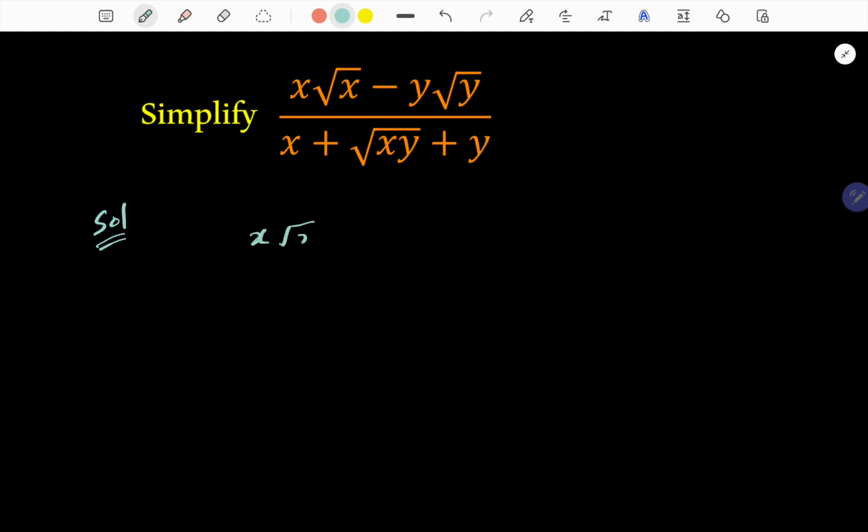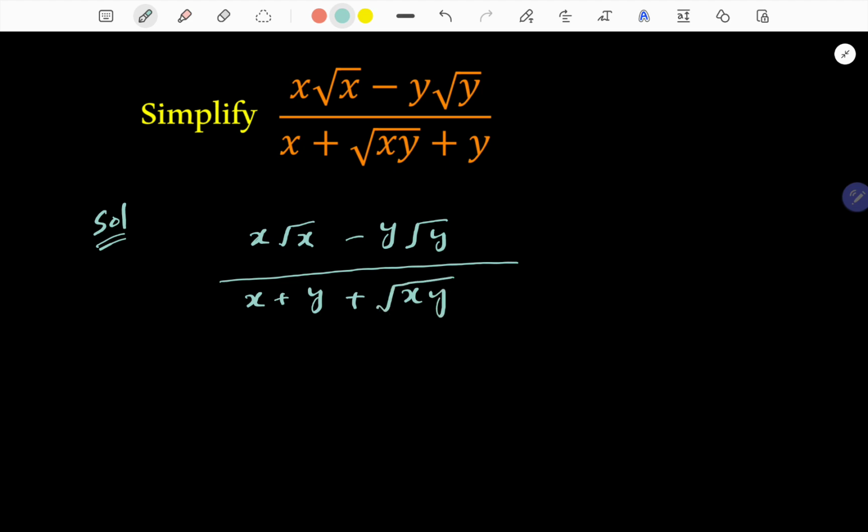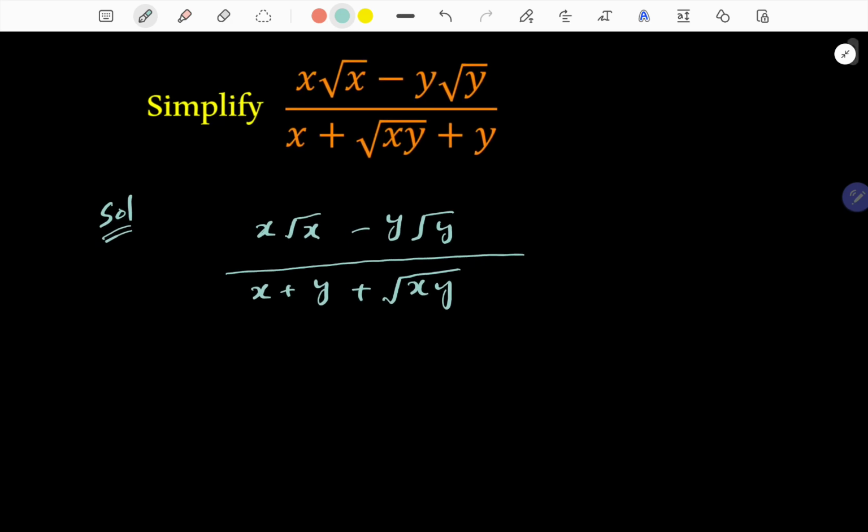It is given that x square root x minus y square root y divided by, arranging some terms, x plus y plus square root of xy. So we rationalize the denominator. We know that we just change the sign before the square root term and we multiply and divide it with this relation.